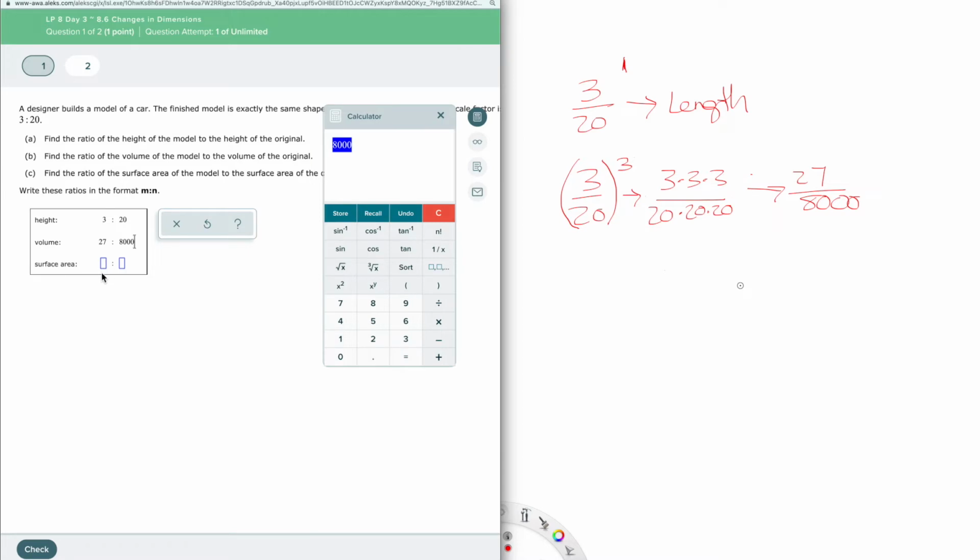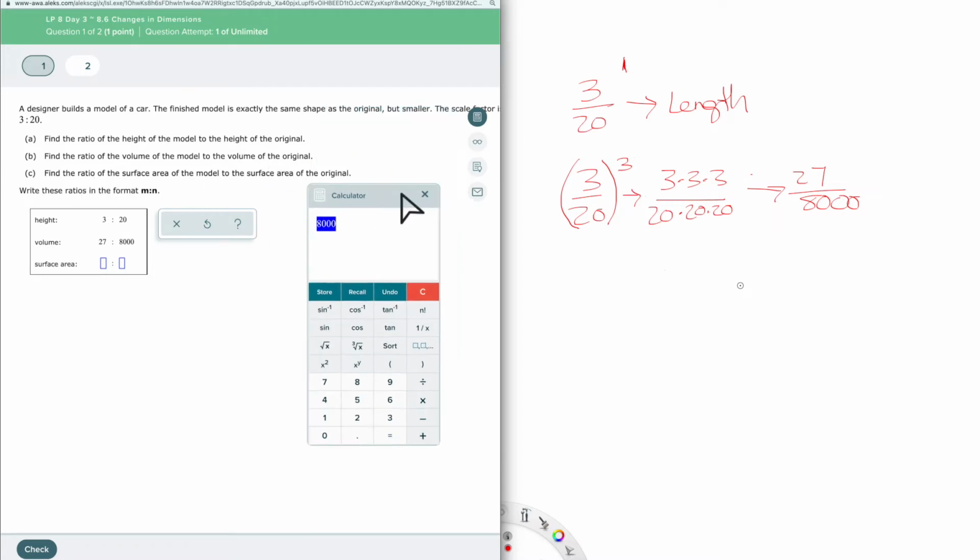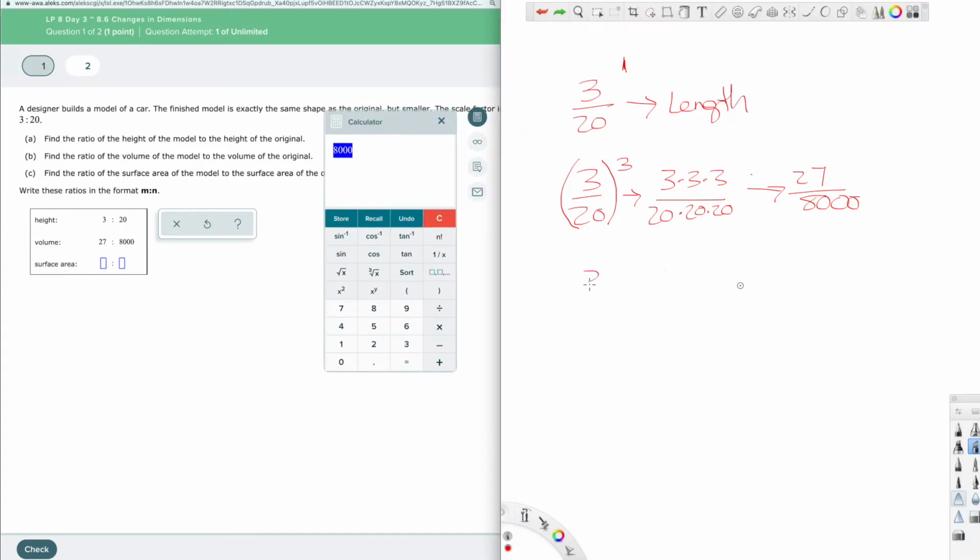All right, and then surface area. So find the ratio of the surface area of the model to the surface area of the original. So we're going to go back to that same surface area here. And remember, length is one-dimensional, area is two-dimensional, length and width, and volume is three-dimensional. So volume means that I can fill it up with air, with water, with whatever. It's a container, kind of an idea. Area is just kind of a flat surface. How much space does it take up?